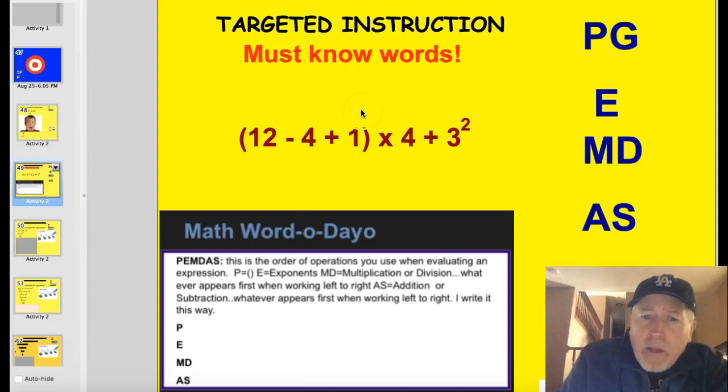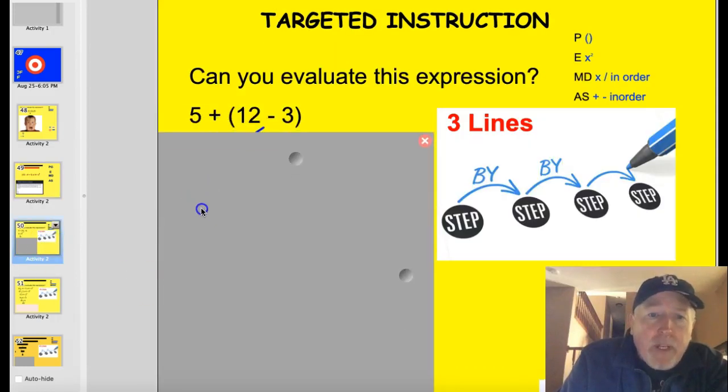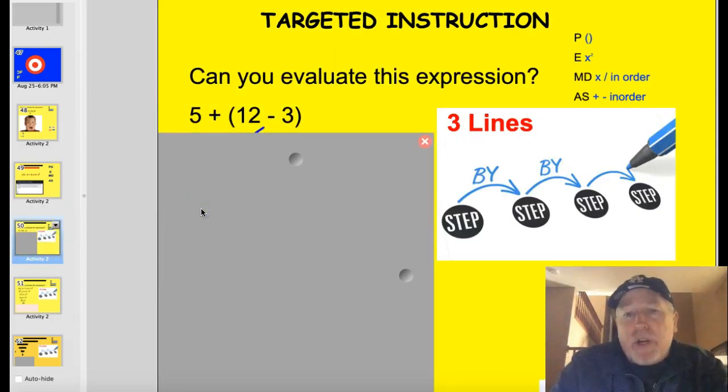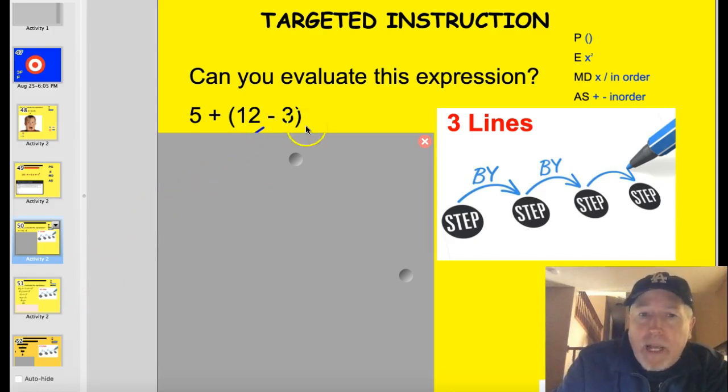All right, so let's get going and let's take a look at some problems. Let's start off with something just a little bit simpler than this. All right, we have this problem here, and I'm just going to put the screen up so I can go through it one line at a time. Can you evaluate this expression? Pretty straightforward.